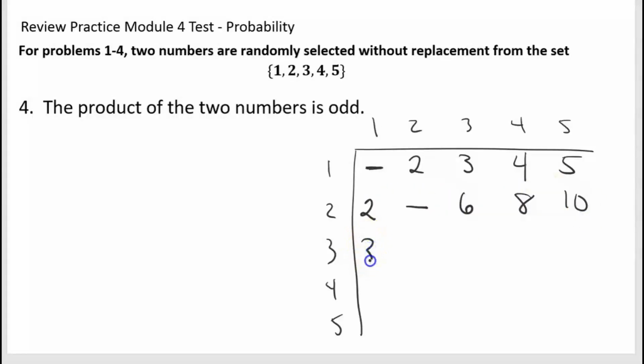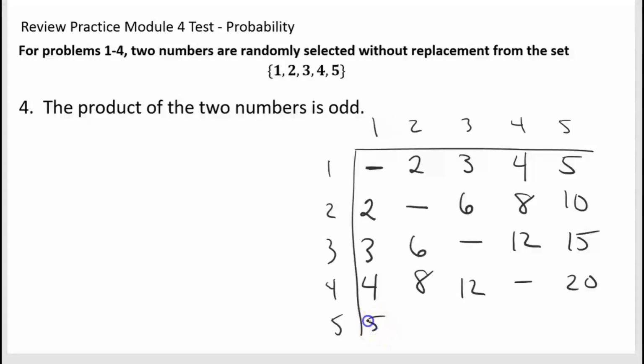3 times 1 is 3. 3 times 2 is 6. 3 times 3 is not a possibility because when I pull out that 3, I can't pull out a 3 again because I've already pulled it out. 3 times 4 is 12. 3 times 5 is 15. Almost there. 4 times 1 is 4. 4 times 2 is 8. 4 times 3 is 12. 4 times 4 is 16. And 4 times 5 is 20. But what did I do? I messed up. 16 is not possible. I got carried away with my multiplication.